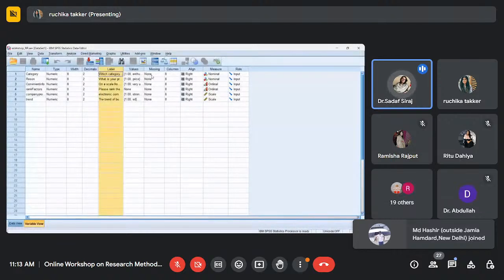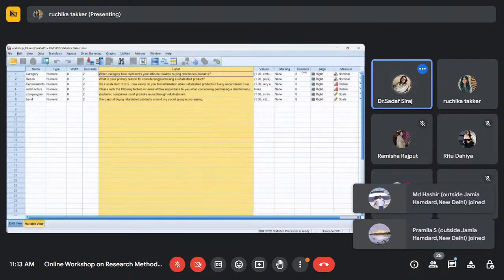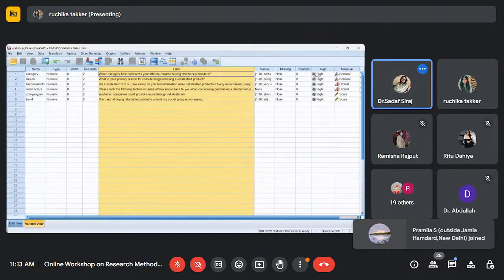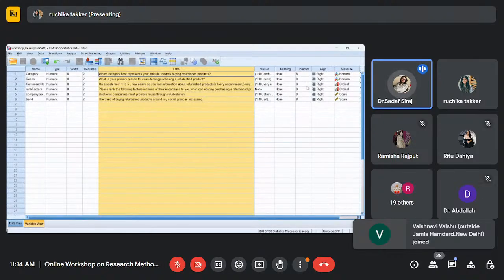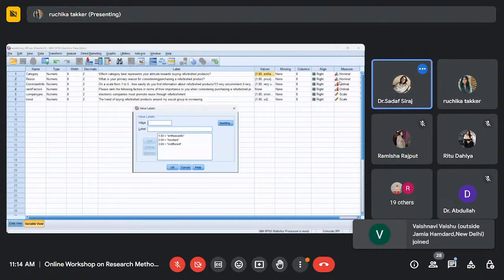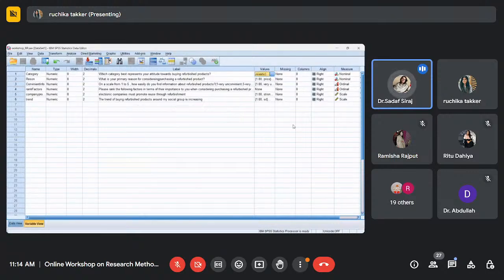So you've asked about the category. Which category? Okay. And what were the values that you have chosen? Values पे click करके दिखाओ. Enthusiastic, hesitant, indifferent. Fair enough. And then it's a nominal scaling. ठीक है. Then reason. What is your primary reason of considering presence?